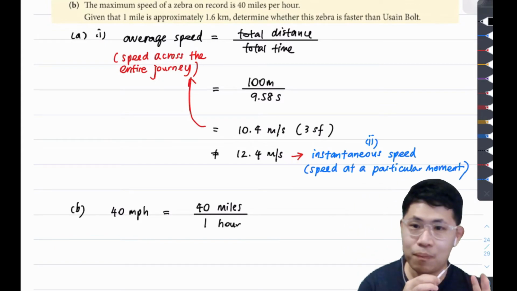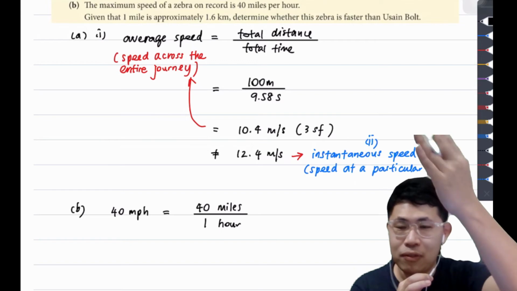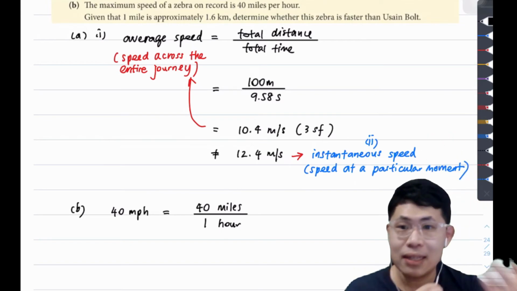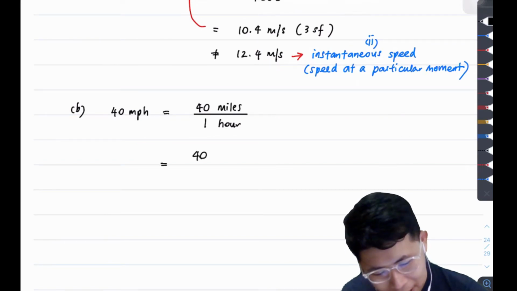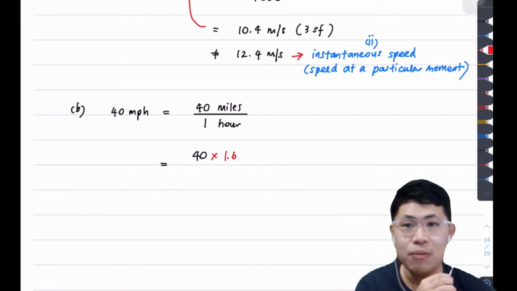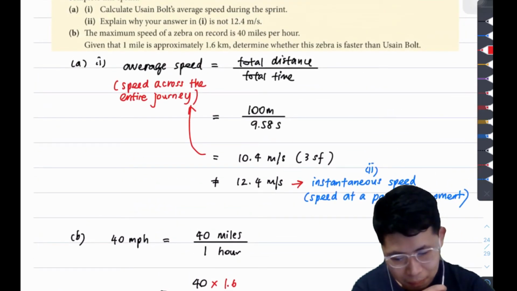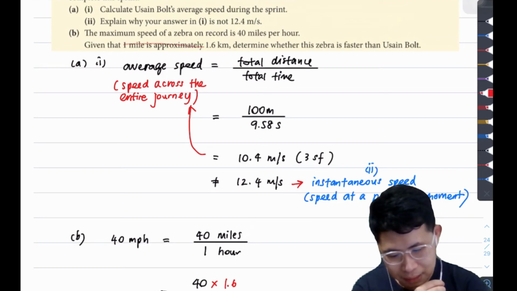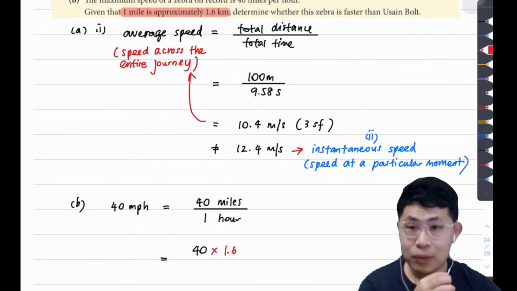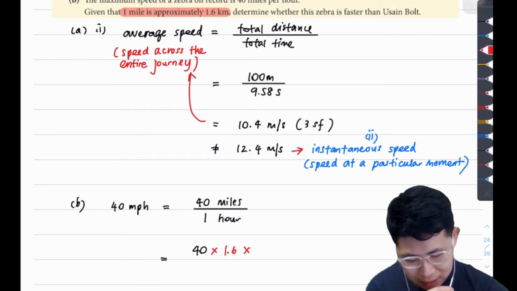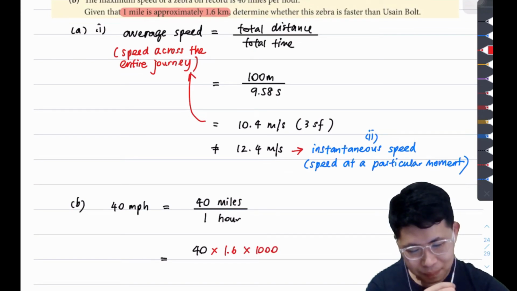And to make it very nice to compare with the one above, we need to compare with meters and seconds, right? So let us start with 40 miles. So 40 miles, we can multiply by 1.6, which is the information given up here. 1 mile is approximately 1.6 km over here. So I multiply to km, and from km to meters, I'm going to multiply by 1000. So this will give me meters over here.